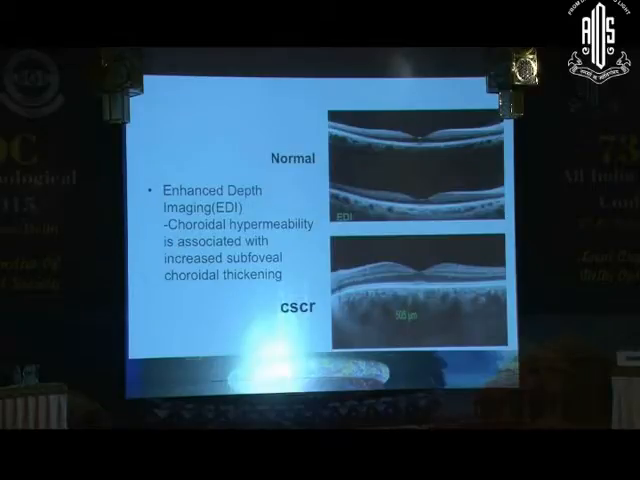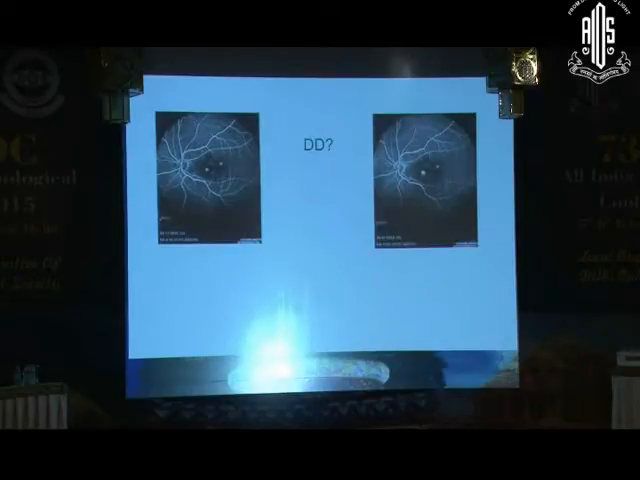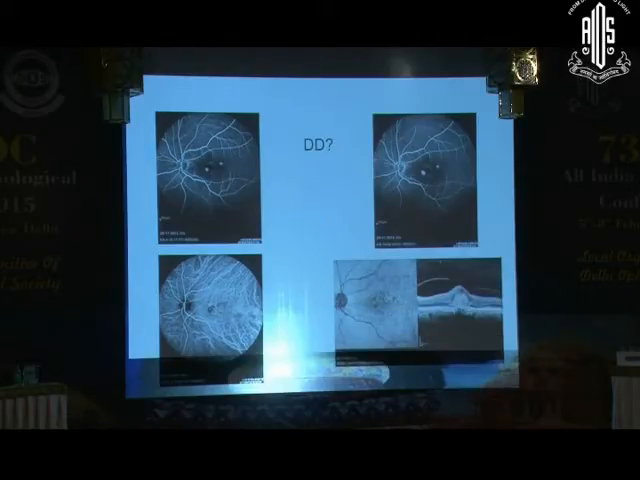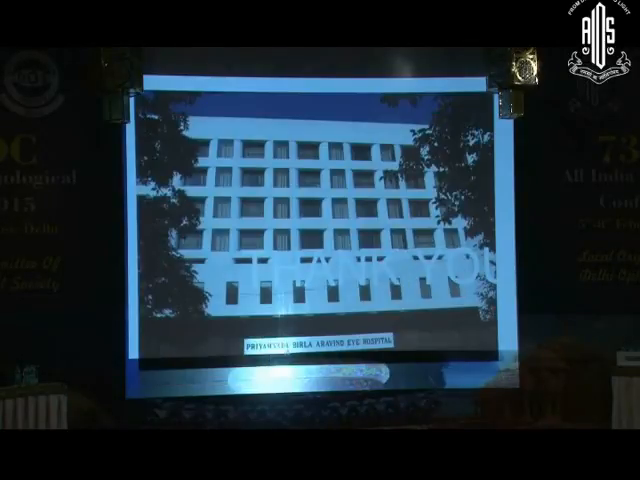Then there is enhanced depth imaging in the current OCT machines. We can see the choroidal hyperpermeability is associated with increased subfoveal choroidal thickening, which you can see here. And there is another case where we will see the differential diagnosis. It looks like a CSCR with leaks and ink blot pattern, but if we do the ICGA angiogram, we can see the small polyp-like thing, and if we do the OCT, it confirms our diagnosis, and we treated it with PDT. Thank you.